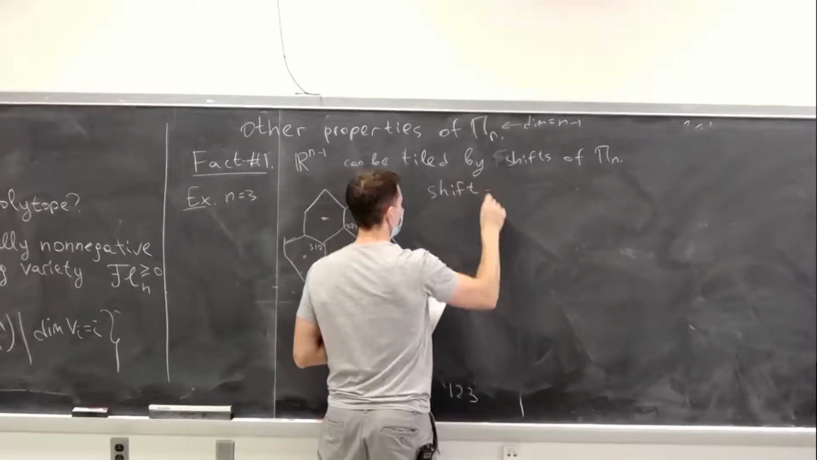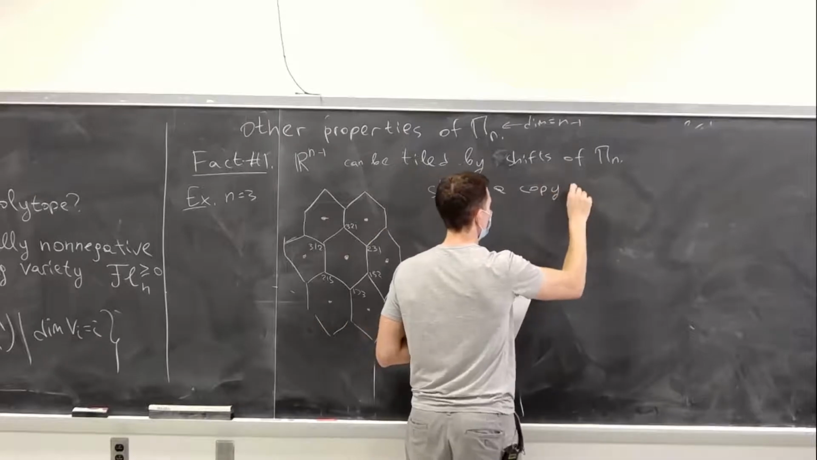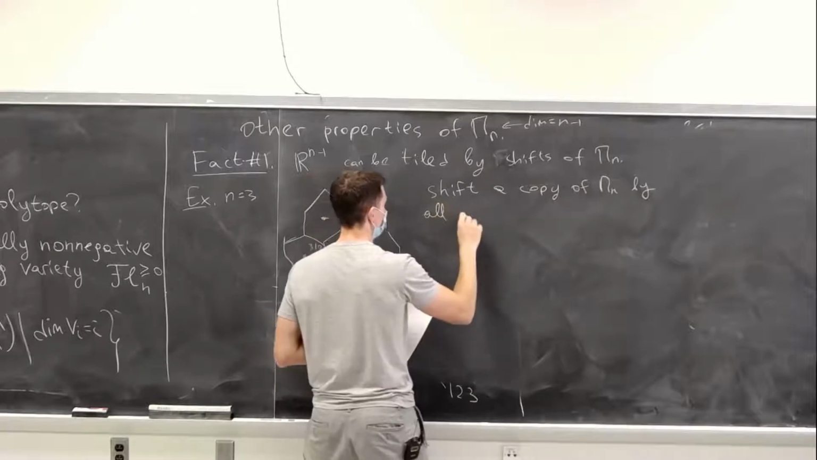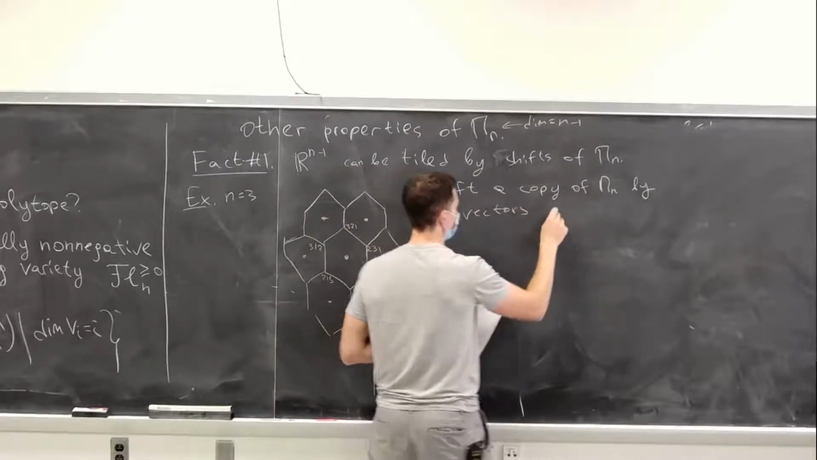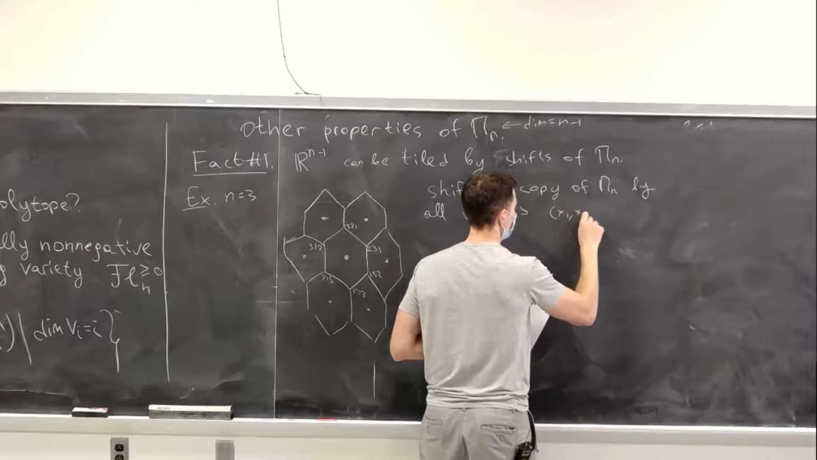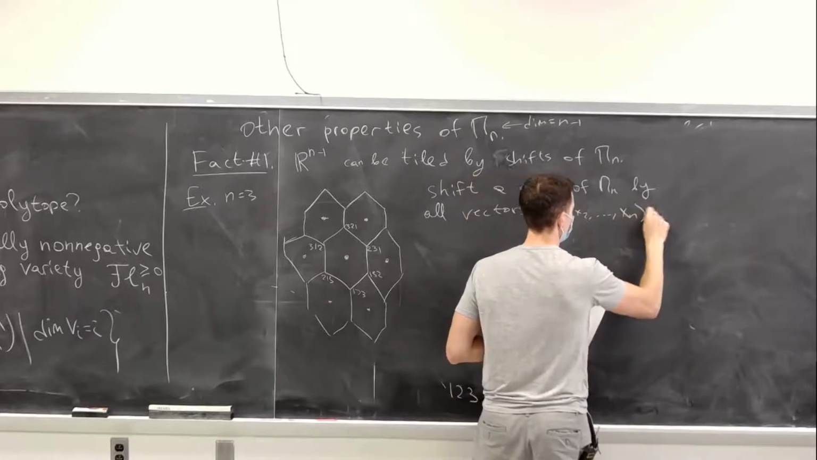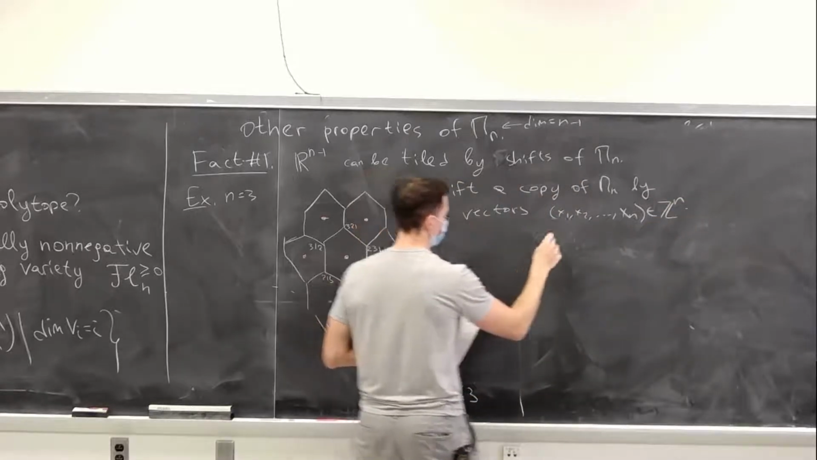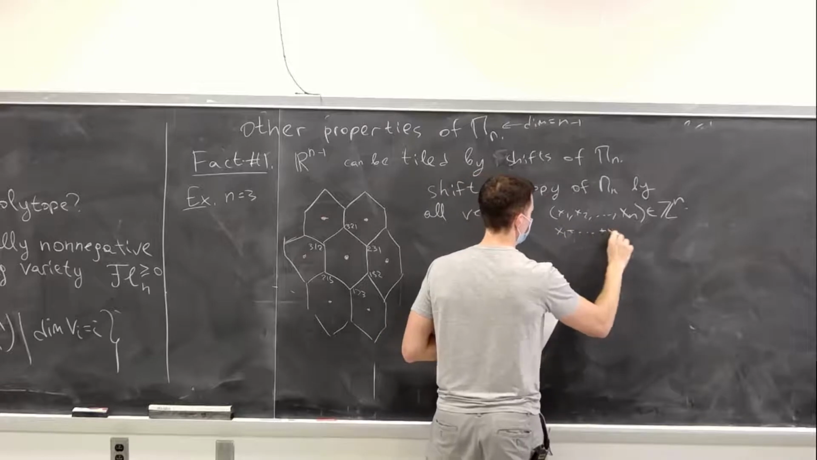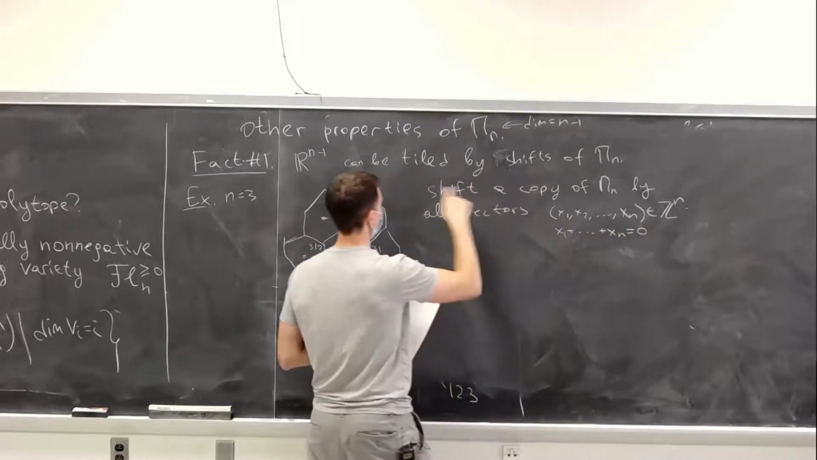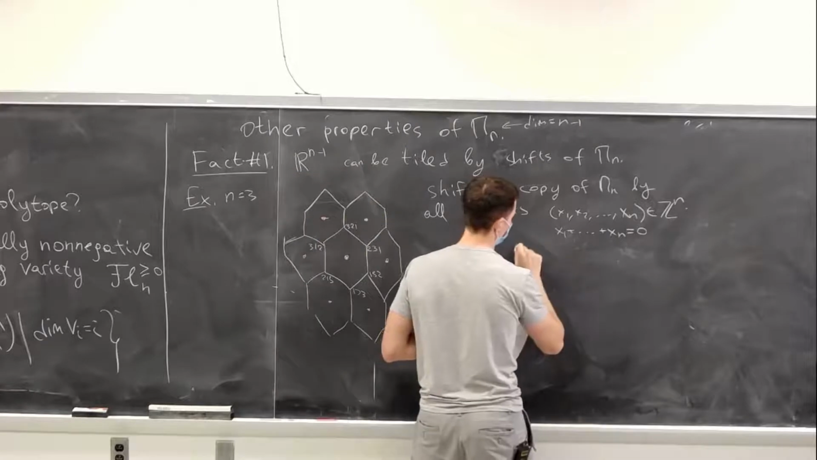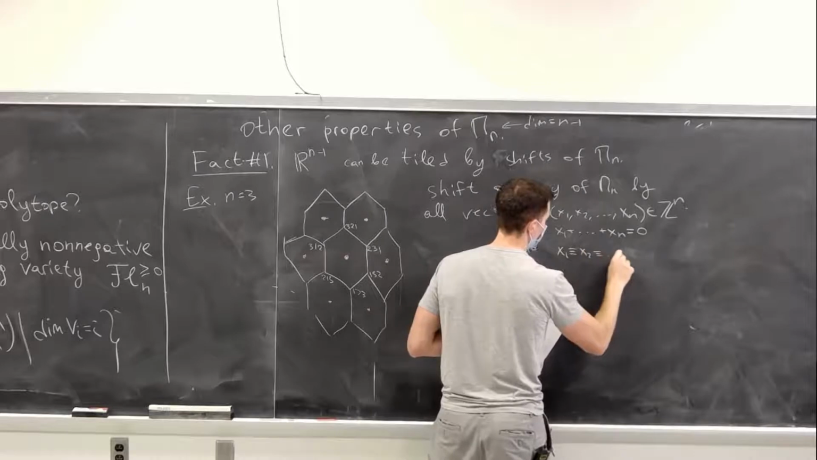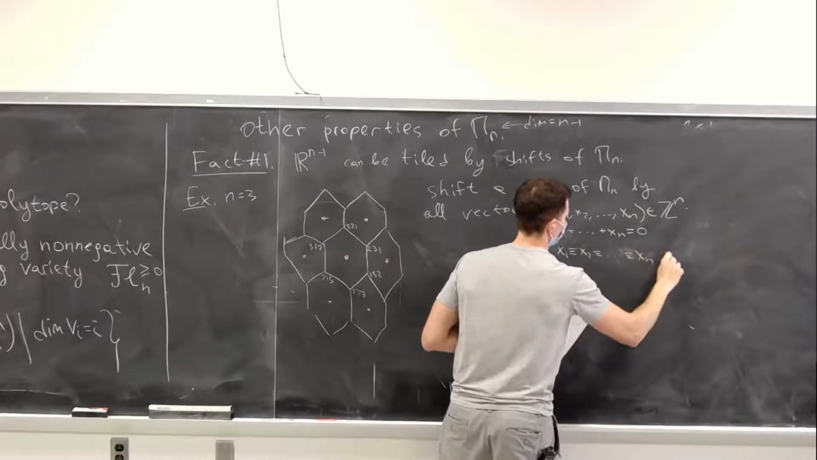Shift a copy of the permutohedron by all vectors of the form x1, x2, all the way up to xn inside Z to the n, such that they sum up to 0, because you want to stay inside this n-1 dimensional space. And also, all these coordinates have to be equal to each other modulo n.